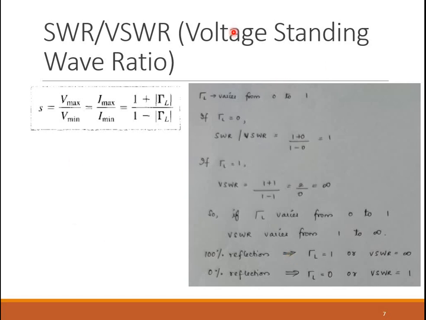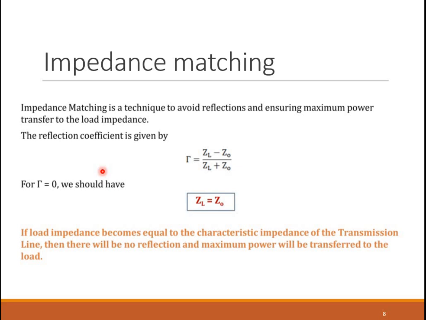So this is the next term, the voltage standing wave ratio. So far we have discussed input impedance, voltage reflection coefficient, current reflection coefficient, and the voltage standing wave ratio. And the last topic is about impedance matching. In this last topic, you just need to know what impedance matching is, and two methods of impedance matching are very briefly explained.